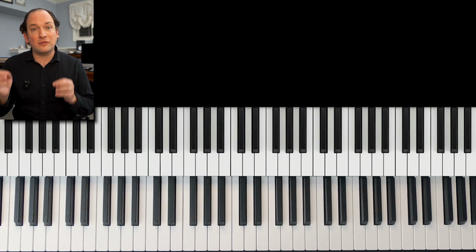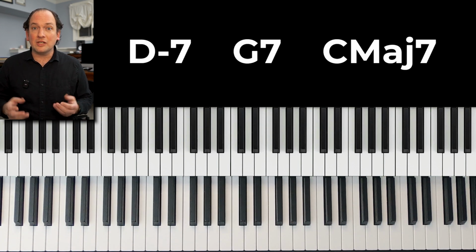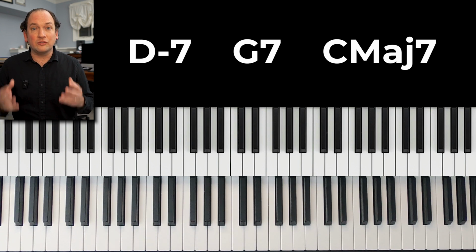This can help us because the most common chord progression in jazz is the 2, 5, 1 chord progression. So when you're reading a lead sheet, if you see a minor 7 chord followed by a dominant 7 chord followed by a major 7 chord, there's a good chance that that's a 2, 5, 1.